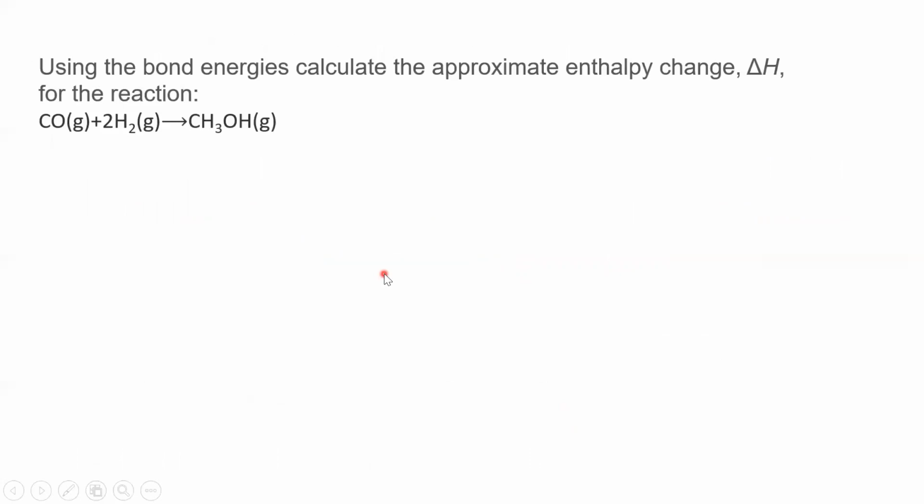So let's look at another one, and I'm actually going to have you practice your Lewis dot structures as well. It says use the bond energies to calculate the approximate enthalpy change for this reaction. So we've got carbon monoxide reacting with hydrogen to produce CH3OH, which is methanol, but we don't necessarily need to name that. So the first thing I want you to do is write the Lewis structure for carbon monoxide and for each of our hydrogens and for our CH3OH. And I'll give you a minute to kind of remember how to do that. We're not going to do any math yet. You're just going to write your Lewis structures for our reactants and our products.